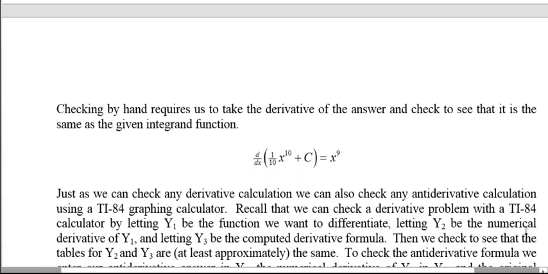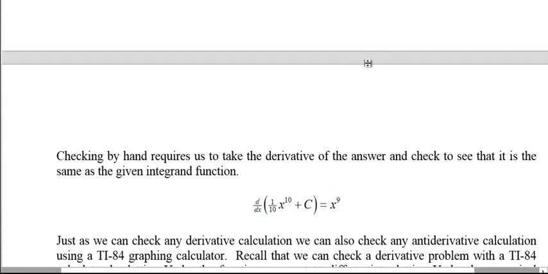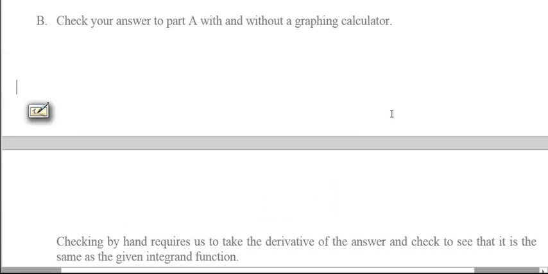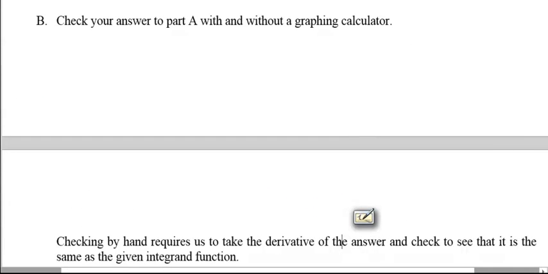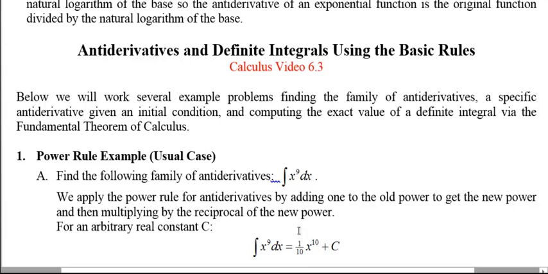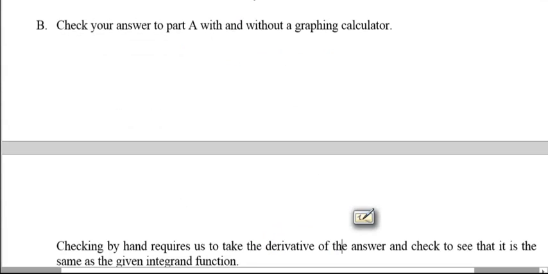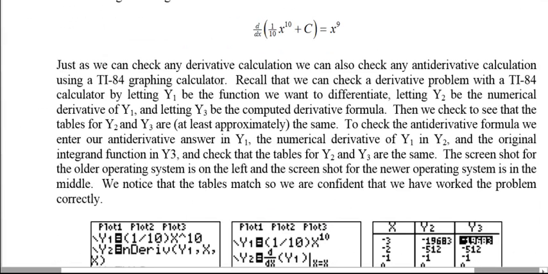Without a calculator, what we're doing is taking the derivative of our answer and seeing if that's what we started with. So we want to take the derivative of this right side, and we should end up with the x to the ninth that we started with. That's what it means for it to be an antiderivative.